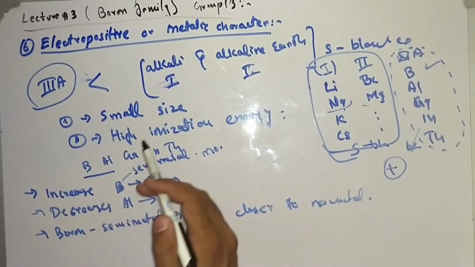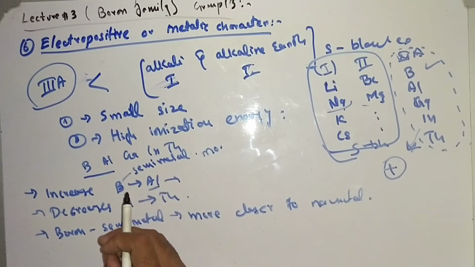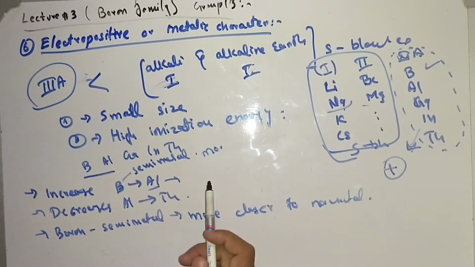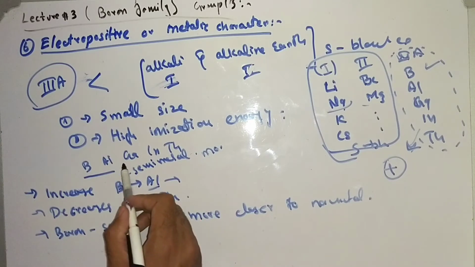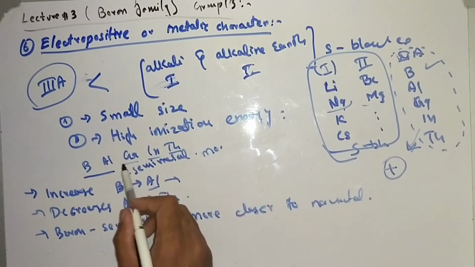From top to bottom in the periodic table, atomic size increases, so the electropositive or metallic character should increase. That's why electropositive character increases from top to bottom. Aluminum has more electropositive character compared to boron. Also, boron is a semi-metal because of very high ionization energy, and it is closer to non-metal. The remaining three elements, gallium, indium, and thallium, are less electropositive and less metallic than aluminum.